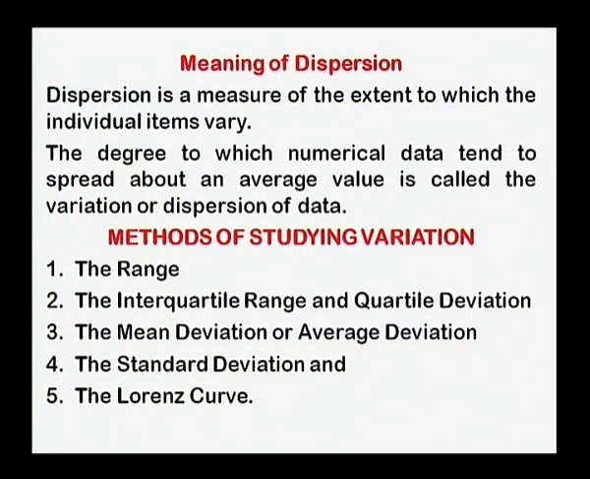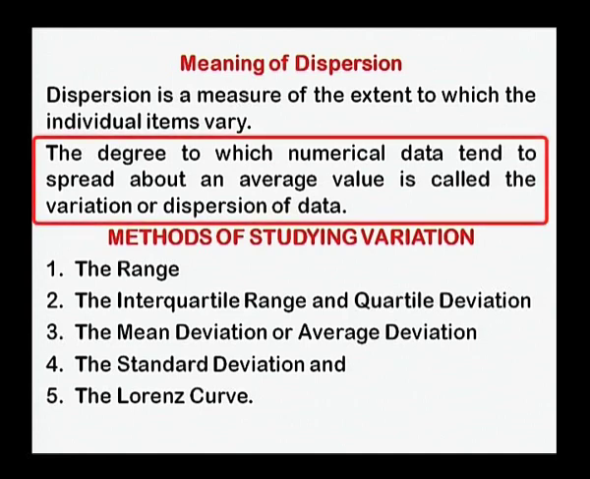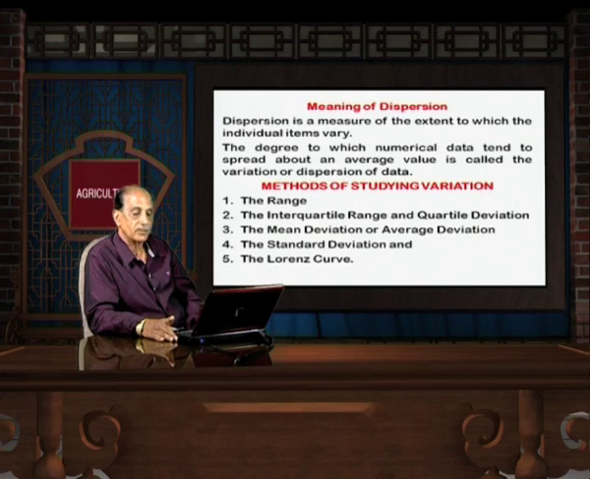Now, first of all, we should know what is the meaning of dispersion. Dispersion is a measure of the extent to which individual items vary. So, dispersion refers to the variations in the values given in the table. The degree to which numerical data tend to spread out around an average value is called the variance and dispersion of data. So, dispersion refers to the extent to which variables vary, and at the same time we can find out the extent of dispersion of the data.